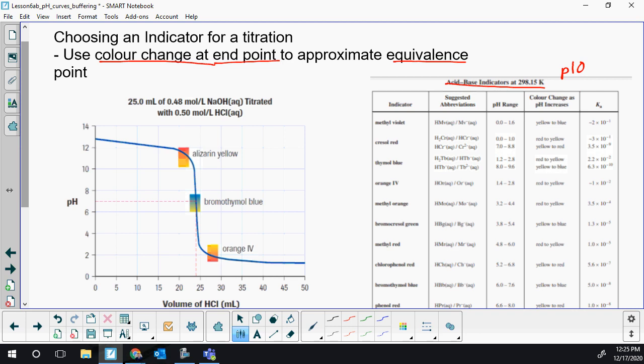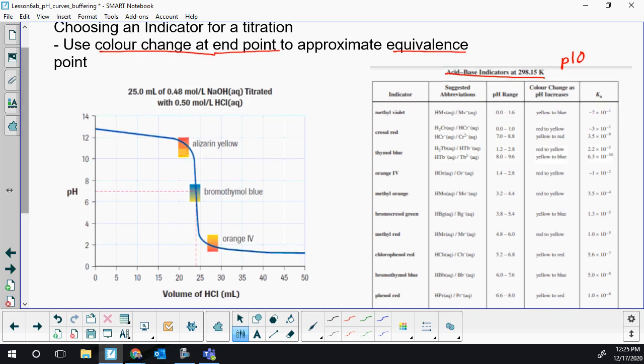So I'm just going to pause for a second to make sure everybody has a sketch of this pH curve, sodium hydroxide being titrated with hydrochloric acid, and then we'll go through this in about 2 minutes.